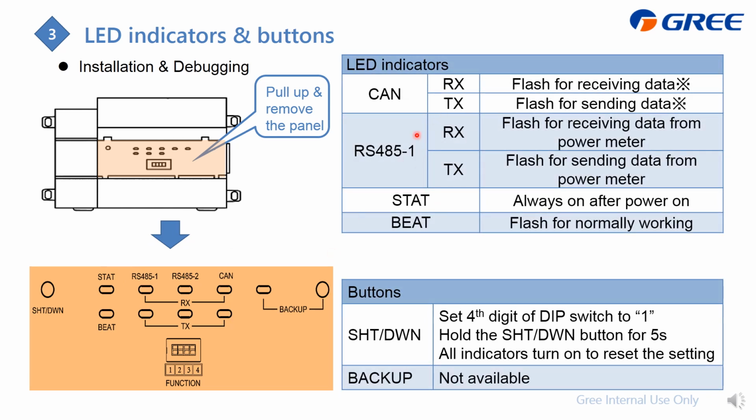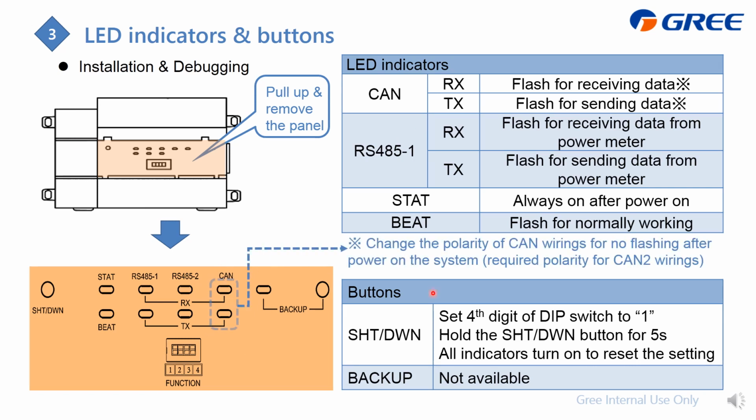If the wiring and the communication are okay, they should flash. That means it can receive or send the data. The communication is okay, especially for the CAN. Just pay attention to that here. If there's no flash, that means the communication is unsuccessful. In that case, we require the CAN polarity to be changed, which means you need to reverse G1, G2 to ensure the CAN Rx/Tx flash. Then it is okay.